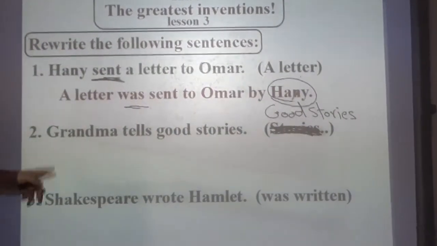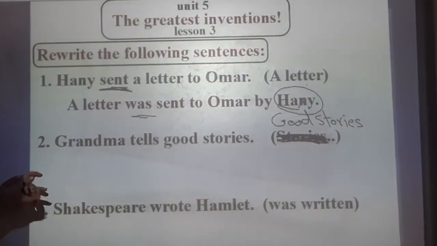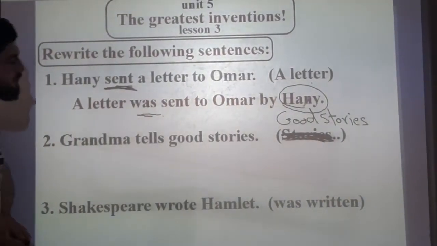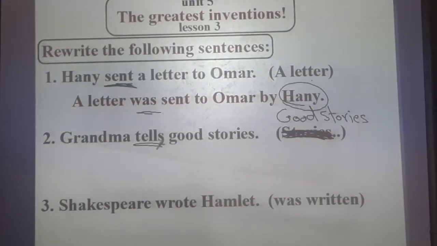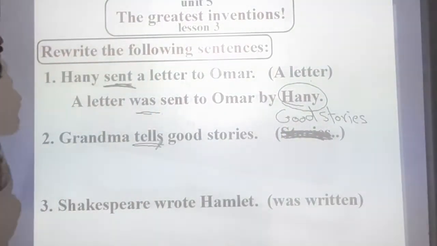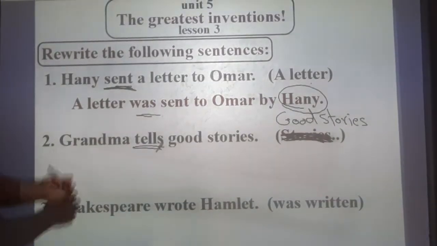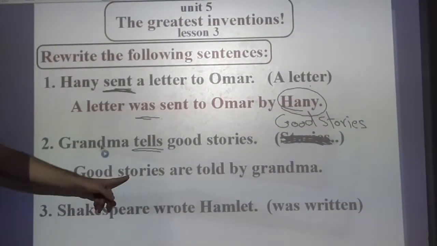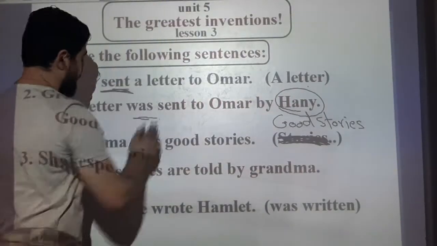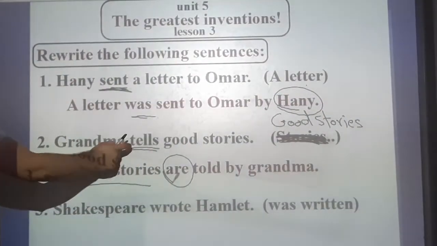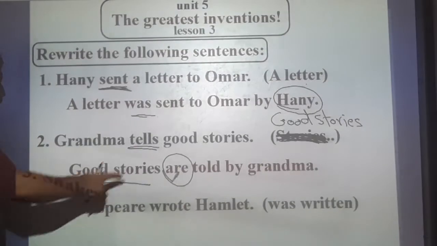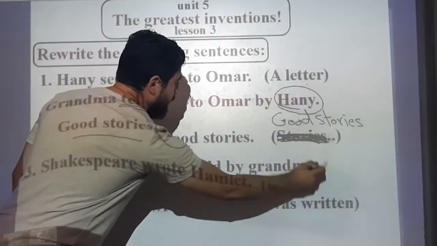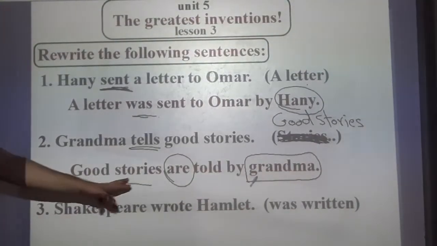Number 2, grandma tells good stories. Which tense is this? This is the present simple, tells. So we use the object plus am, is, are plus past participle. We should start with good stories. Good stories is the object, so we start with the object here. Good stories is plural, so we use are because we are in the present simple. So good stories are told. Told is the past participle of the verb tell. So good stories are told by grandma, grandma is the subject. Or we can say good stories are told.